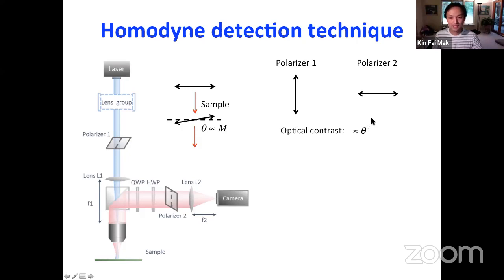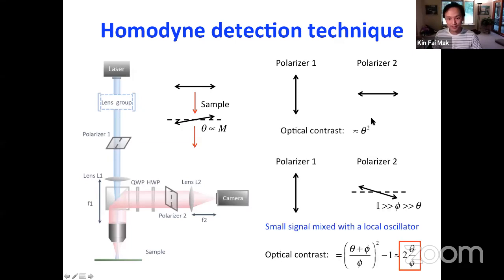So that's not the ideal mode for detection of the magnetization of the sample, because it's a small number squared. In fact, you can do it much better if you slightly rotate the polarization of the second polarizer by an amount, we call it phi. That is still a small angle, so it's much smaller than 1. We measure the angle in radians, so it's much smaller than 1.